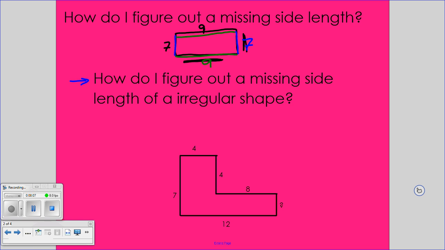The rectangles were pretty easy. We figured those out quickly. But what if we had a shape like this one down here? That's a little bit trickier to figure out missing side lengths. So we're going to learn how to do that today.